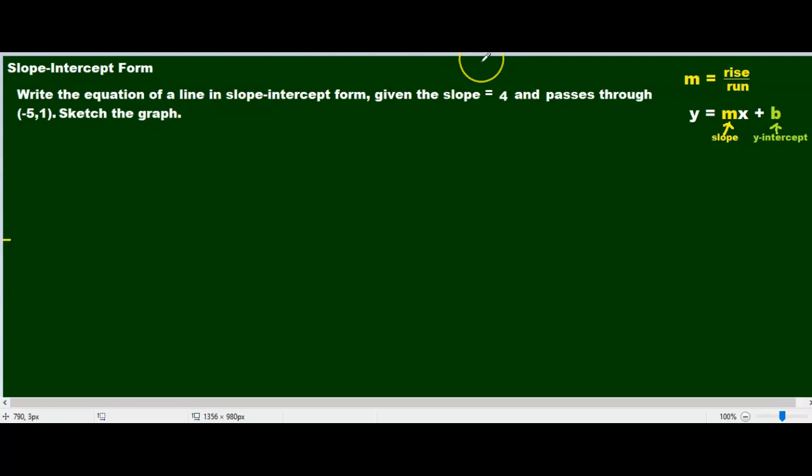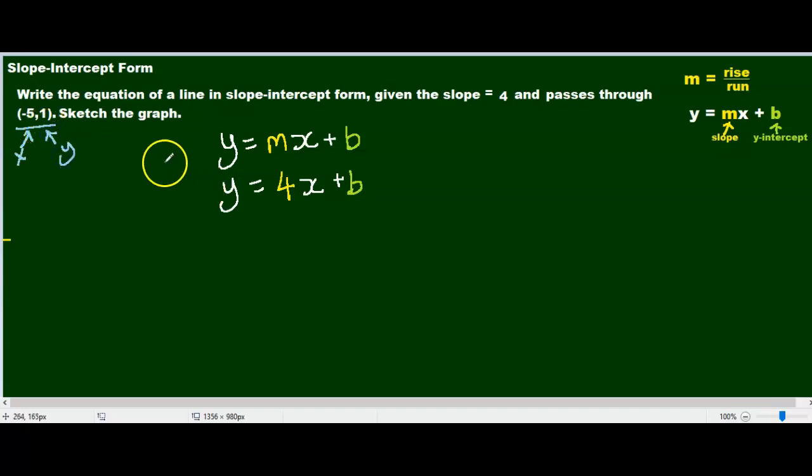And again, you want it in the slope-intercept form, so we will once again write it in the form y equals mx plus b. Our slope equals 4, so I can say that y equals 4x plus b. Now we don't know what our b is, but we have that point that it passes through. Again, this is my x, and that is my y. So my y is 1. I'm going to change my y to 1.